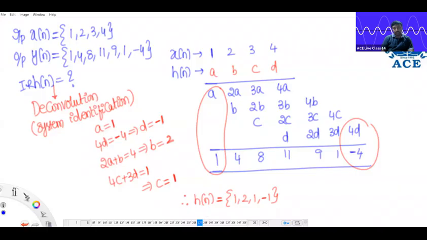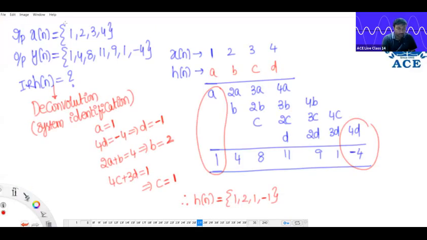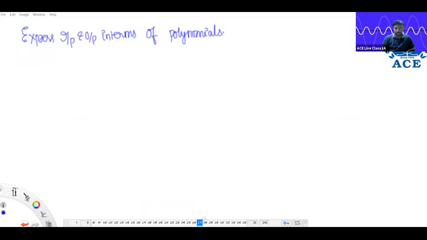So what actually we are doing is to express input and output in terms of polynomials. Express both input and output in terms of polynomials like this: W0, W1, W square, W cube. So the input polynomial is 1 plus 2W plus 3W square plus 4W cube.